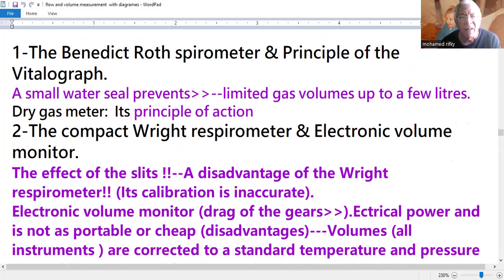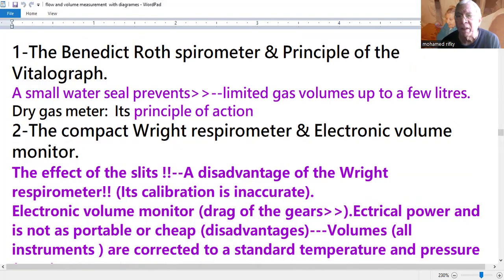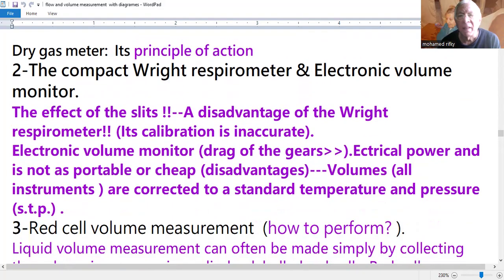The most important thing is the compact Wright respirometer. I will show you later how it looks, and the electronic volume monitor. Of course, when I mention the Wright respirometer, you could be asked what the function of the slits is. Of course, to assure a circular movement of air so that the vane can rotate. What's the disadvantage? I cannot take or preserve readings after instrumental use, and the calibration of it is inaccurate. So these are the drawbacks.